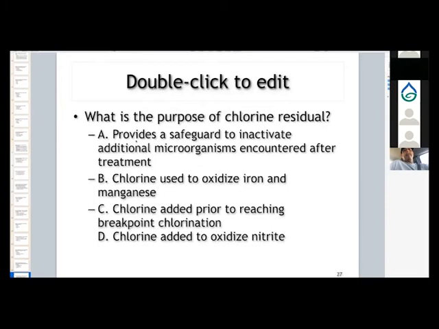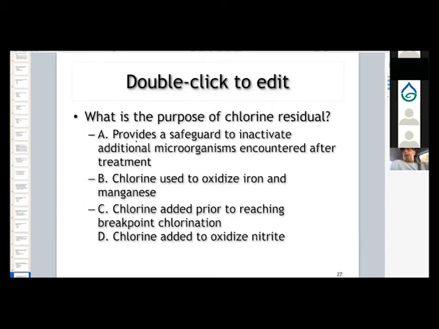What is the purpose of the chlorine residual? A, provides a safeguard to inactivate additional microorganisms encountered after treatment. B, chlorine used to oxidize iron and manganese. C, chlorine added prior to reaching breakpoint chlorination. Or D, chlorine added to oxidize nitrite. The answer is A. The purpose of a chlorine residual is to provide a safeguard to inactivate additional microorganisms encountered after treatment. There must be a continual chlorine residual after the water treatment plant and throughout the distribution system because it continues to safeguard that water against any type of microorganisms encountered.